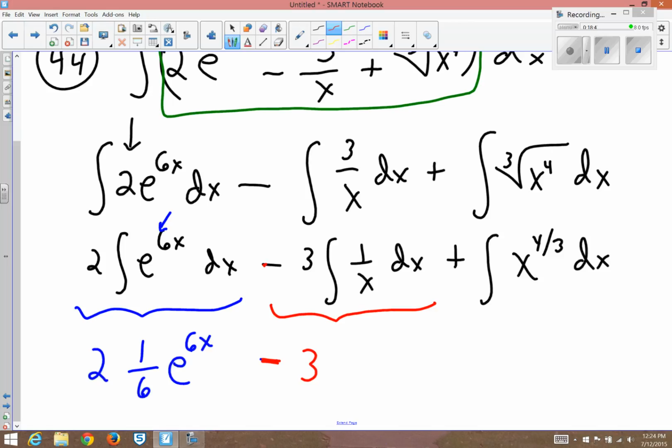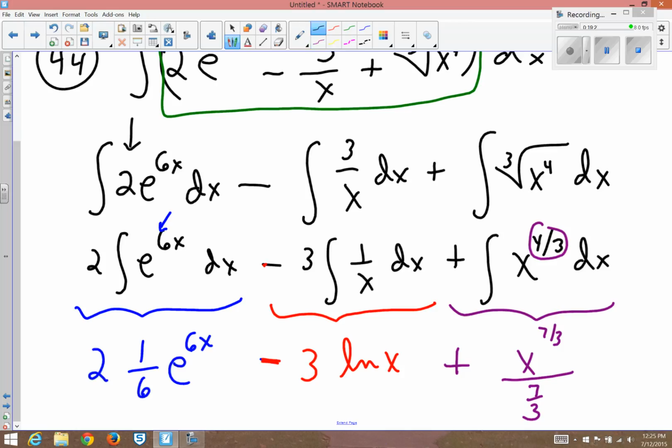This middle one is the third rule in the list of rules you had. The integral of 1 over x dx is the natural log of x. We'll use purple for this one. The plus comes down. This is an application of the second rule. The integral of x to a number dx is x to this number plus 1. 4/3 plus 3/3 is 7/3 over the same number, 7/3.